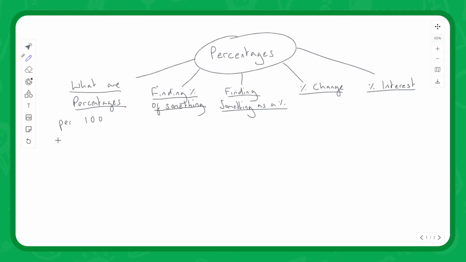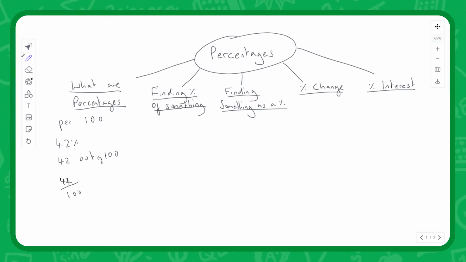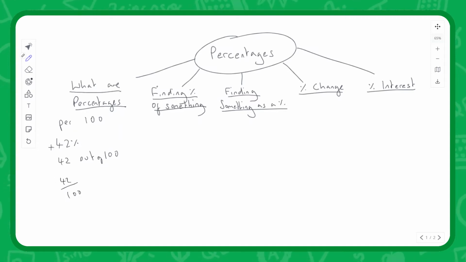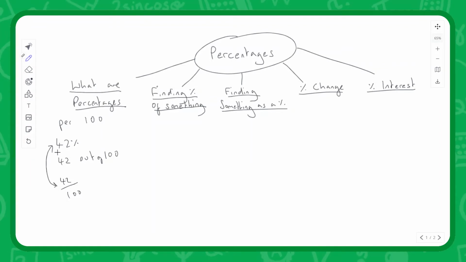And if we're talking about maybe 42% of the population having blonde hair, well, this is saying 42 out of every 100 people has blonde hair. Out of 100. And as a fraction, 42 out of 100 is just 42 over 100, right? So this is how we can convert from percentages to fractions.